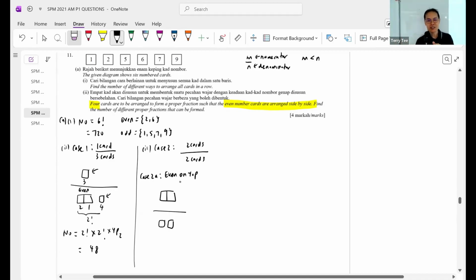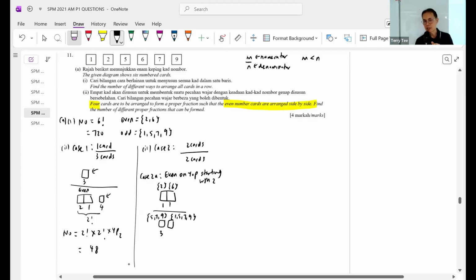Okay. So even number on top, starting with 2. So I put the 2 here, then followed by 6. How many ways to start with 2 followed by 6? 1, 1. But for your odd, you've got to be careful. Why? I want my odd to be bigger. It must be more than 2. More than 2 means I have to start with what? 5, 7, 9. Now this one I should put 1, 5, 7, 9.